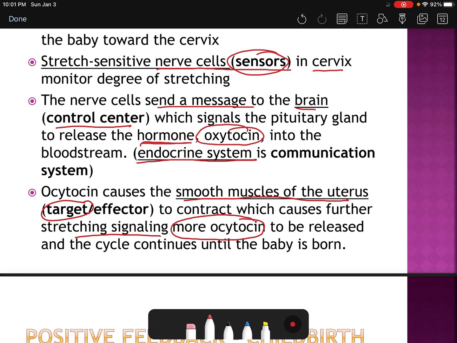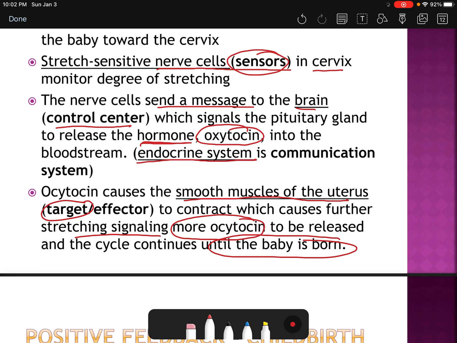And yeah, let me tell you, I have 3 kids, and it's not a fun deal. It's very painful. But that cycle, it's like a cycle within a cycle. More oxytocin gets released, causing more contractions, which causes more oxytocin to get released, which causes more contractions. That just continues on and on and on until the baby is born. Okay? That is the end result in this case.